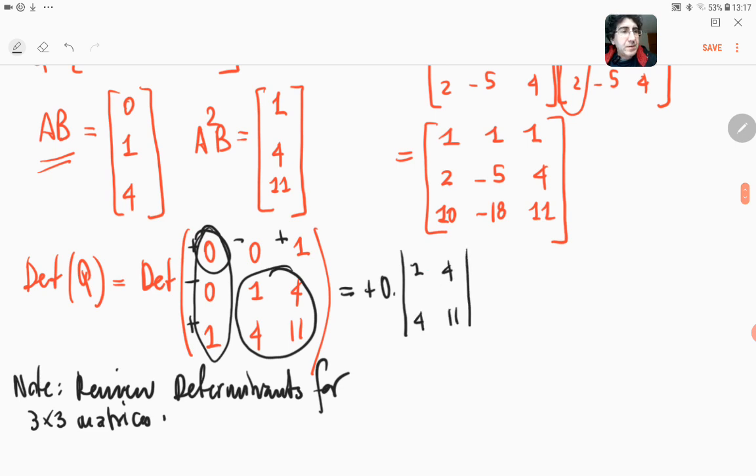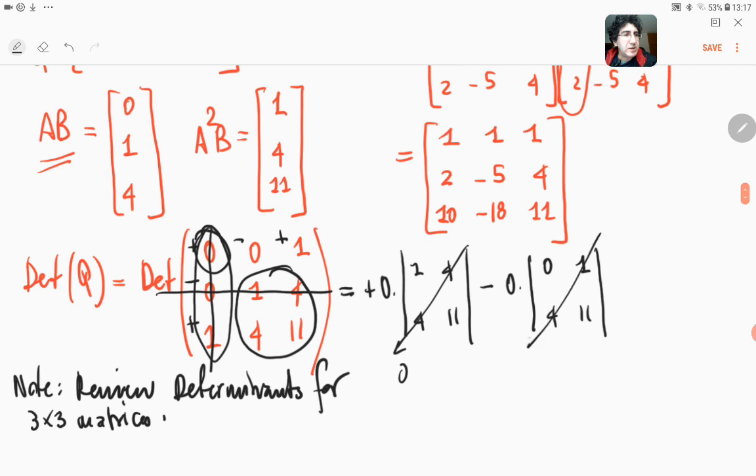4, 11. Okay, this is also a determinant, a sub-determinant. Minus 0 times the sub-determinant that's going to be obtained by hiding this column and row. So this is going to be 0, 1, 4, 11. And this is equal to 0, this is equal to 0.